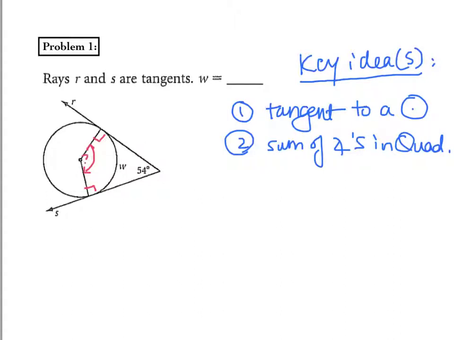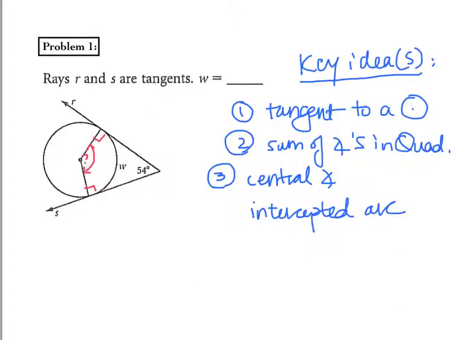And the last important point that we know is that there is a relationship between the central angle and its measure and the intercepted arc. I didn't mean inscribed, I meant intercepted. The relationship between the central angle and its intercepted arc is they have the same measure. Okay, let's finish this problem.